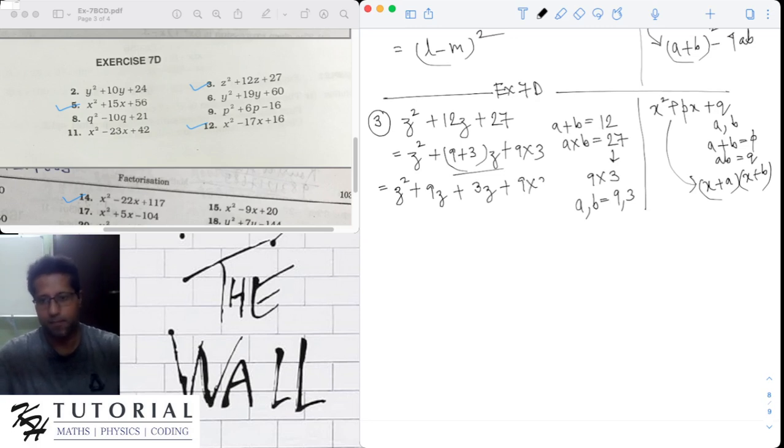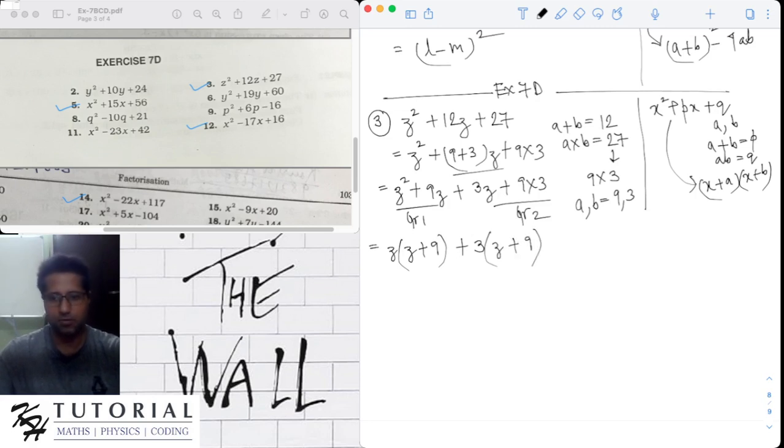Now you form groups like this. This is group 1, this is group 2. You can take z common from the first group, and you have z into (z plus 9), and you can take 3 common from the second group, and you have (z plus 9). So now you see both the groups have a common factor (z plus 9). So the factorization will be (z plus 9) multiplied by (z plus 3).